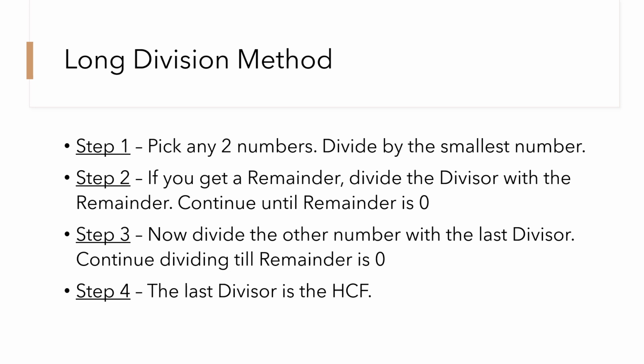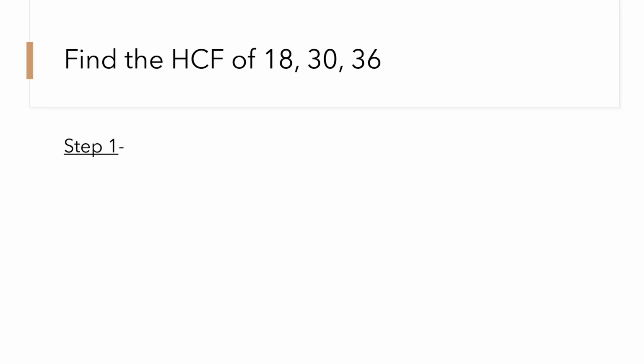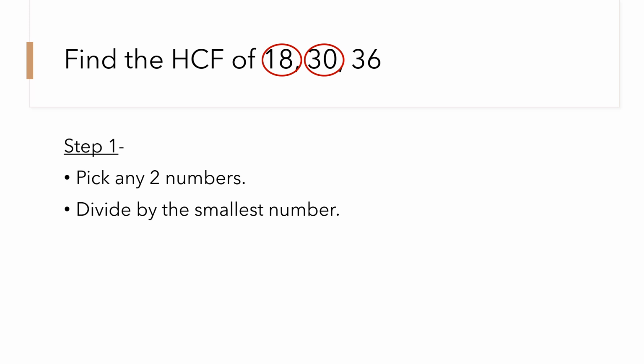It is okay if you cannot clearly understand what I am talking about here. I will show all the steps by an example. We will again find the HCF of 18, 30 and 36. This time we will use the long division method. So what is the first step? The first step is pick any two numbers. So I am just picking 18 and 30. Next, we are going to divide by the smallest number. So which one is the smallest, 18 or 30? 18 is the smallest. So we divide 30 by 18 and we get a remainder of 12.